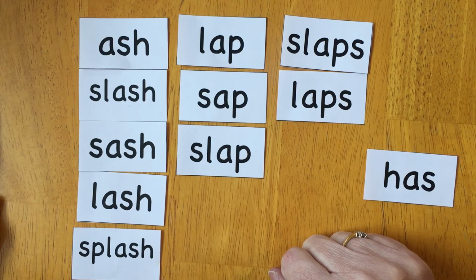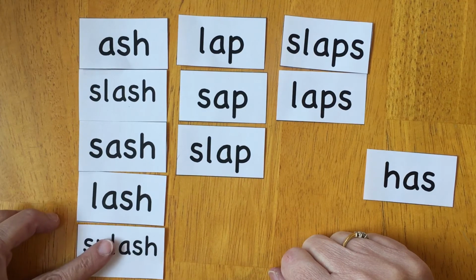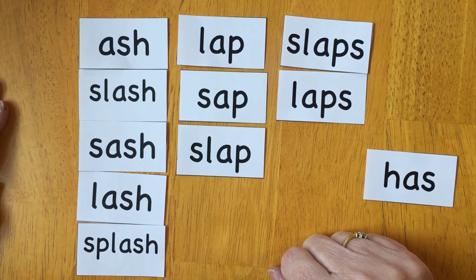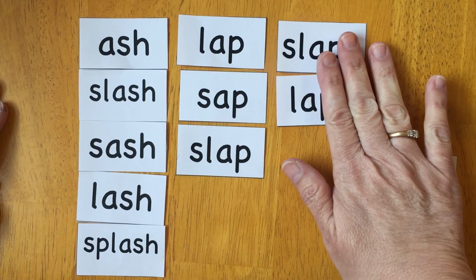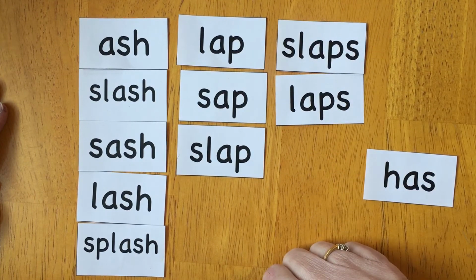So, can you find another way to sort them? You go ahead and create your own sort with your words. Go ahead and do that. Pause the video, do a sort, have someone at home check you and see if they can figure out what you sorted your words by.